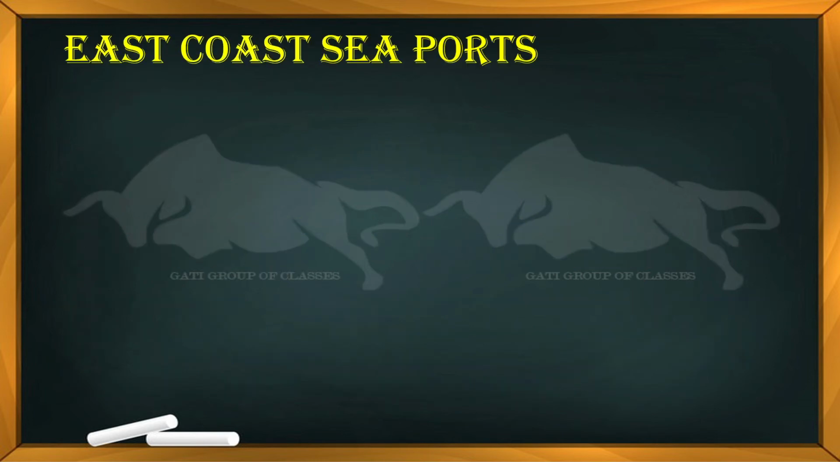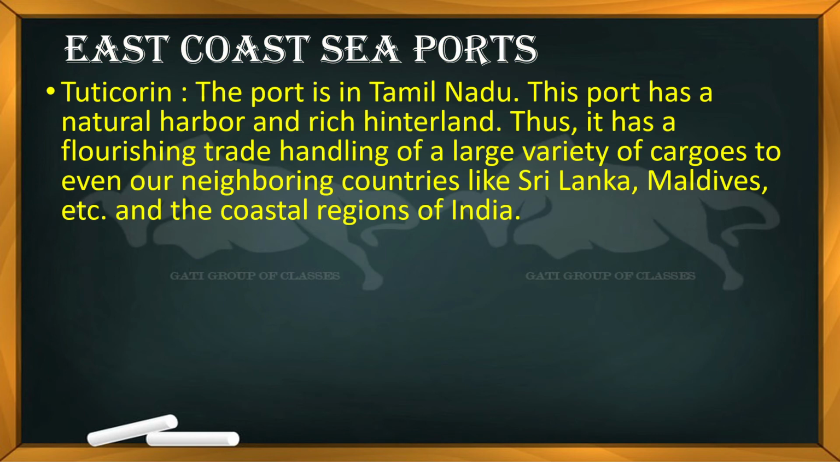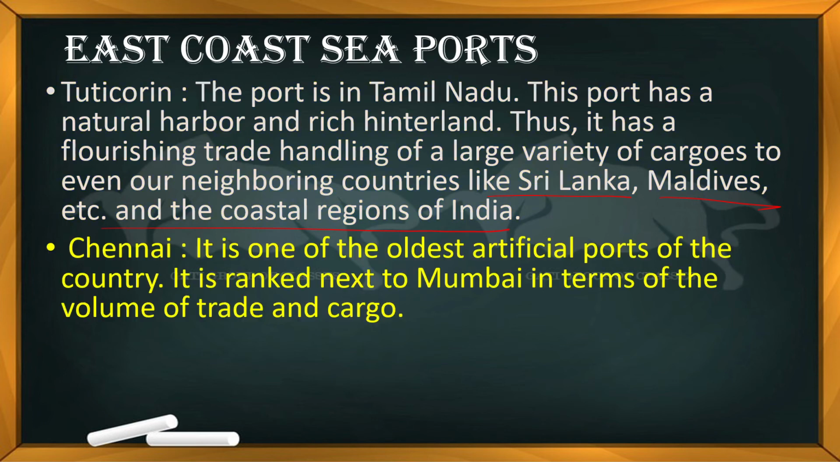East coast seaports. First of all, Tuticorin, and this is in Tamil Nadu. The port has a natural harbor, and cargoes from Sri Lanka, the Maldives, and other coastal regions of India come here, and from the neighboring countries also.